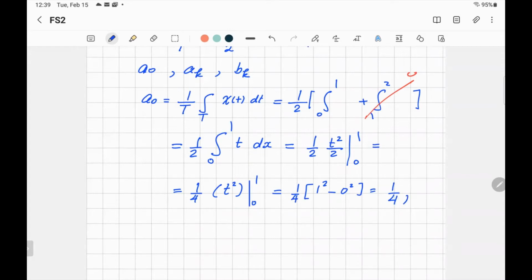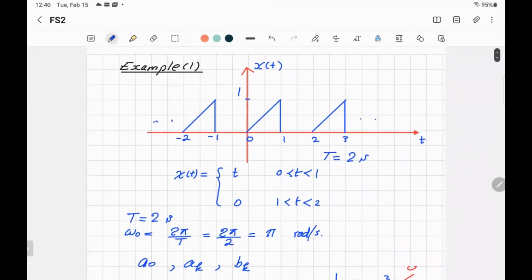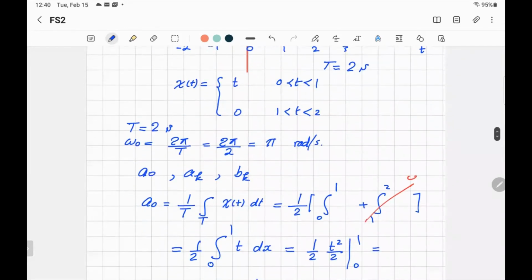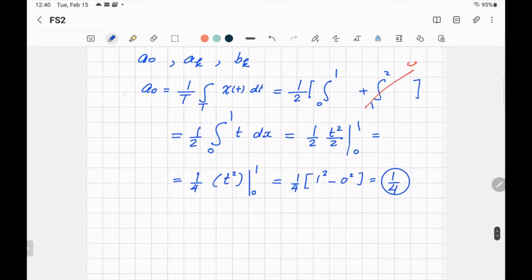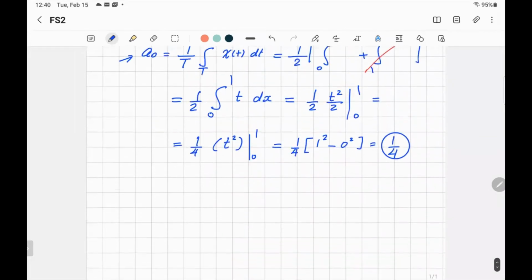What does it mean? It means that this signal, just we have it here, it has a DC component equal to quarter. If it's voltage, it means you have 0.25 voltage in this signal. One component, still have more. Well, we finish with A naught. Next, AK. How do you find AK?